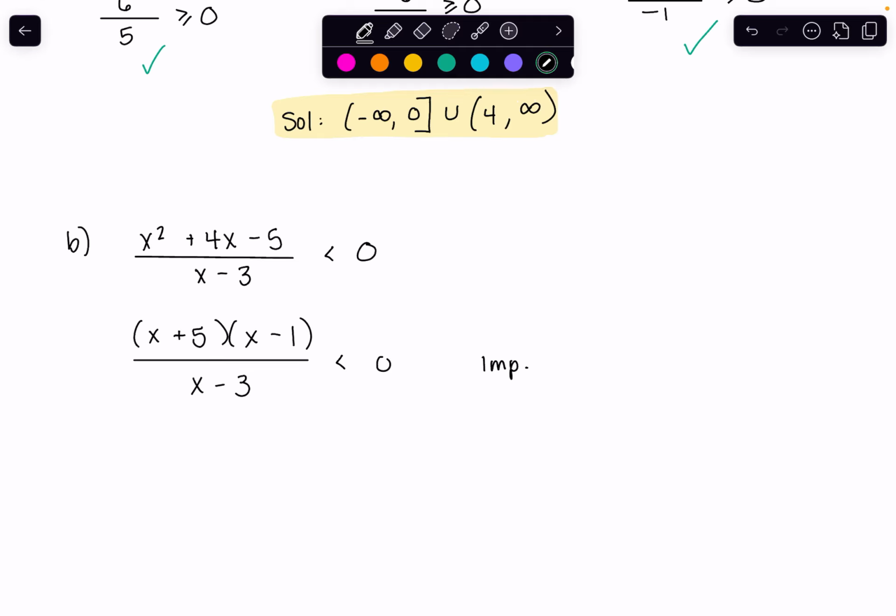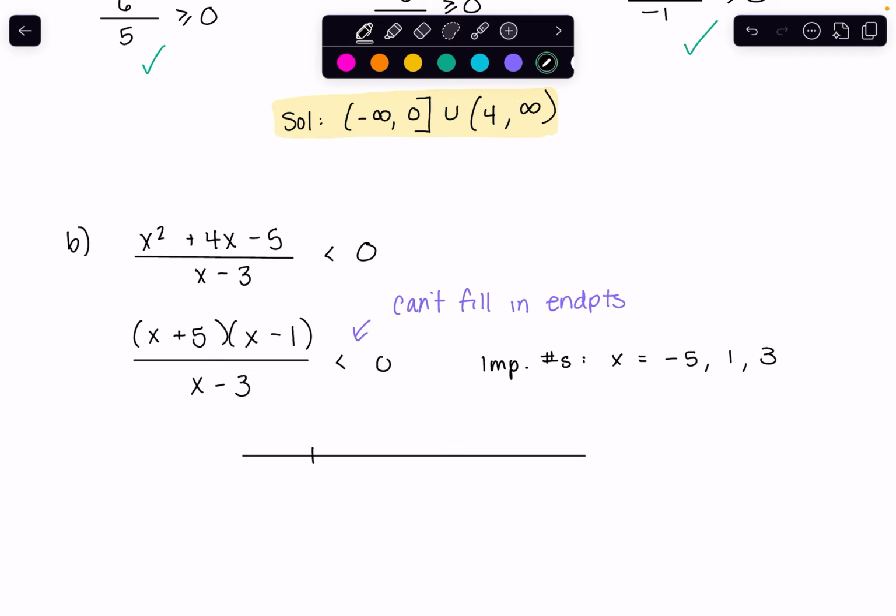So if I look for my important numbers, I need where the numerator and denominator equal 0. Well, I've got -5, +1, and +3. Okay. And in this case, if I want to figure out what I can and can't fill in, I definitely cannot fill in at 3. But since I have that strict inequality, I don't have to worry about it at all. We can't fill in anything. Okay. So when I go to create that number line, I'm going to have open circles everywhere.